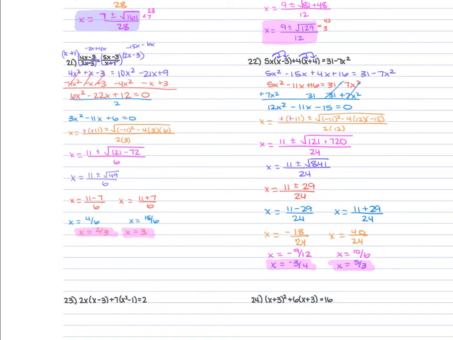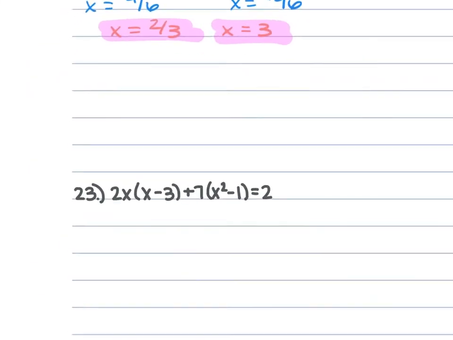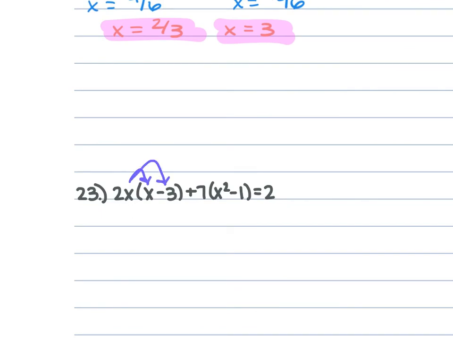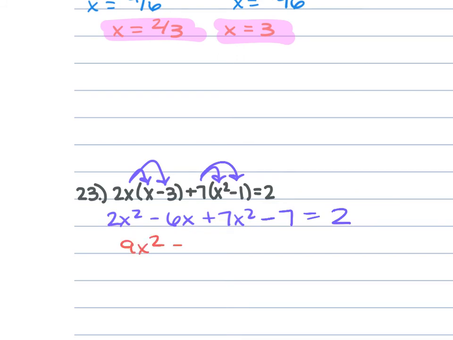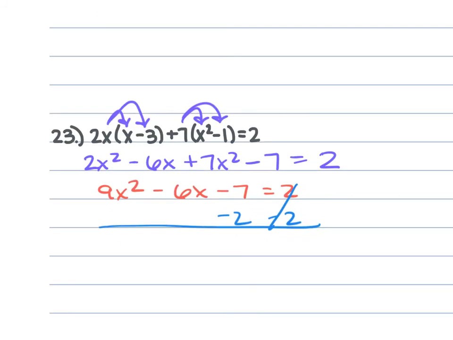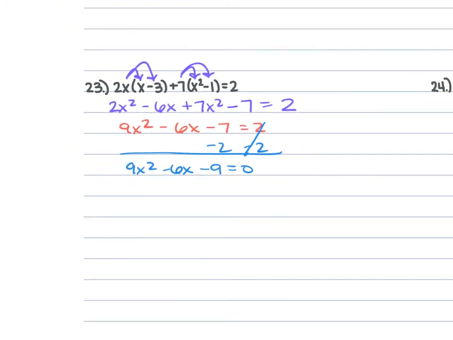For 23, we're going to do the same thing. We're going to distribute. So we are going to have 2x squared minus 6x plus 7x squared minus 7 is equal to 2. I'm going to combine like terms on my left side. That's going to give me 9x squared minus 6x minus 7 is equal to 2. I'm going to subtract the 2 from both sides to give me 9x squared minus 6x minus 9 is equal to 0. So from here, I'm going to use my quadratic formula.